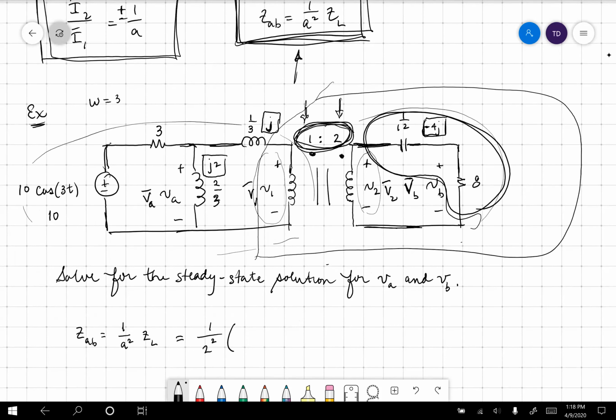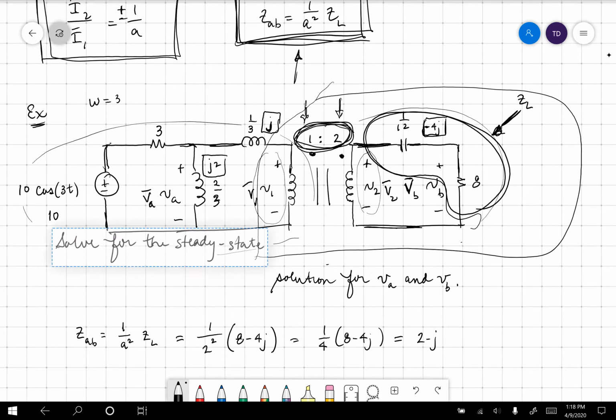Z sub L is 8 minus 4j. Treat all of this right there as Z sub L. That's your impedance. So let's see what that's equal to. 1/4 times 8 minus 4j. It was so nice to design this circuit. That is going to be equal to 2 minus j. Not bad. So now we're going to take the rest of the circuit.